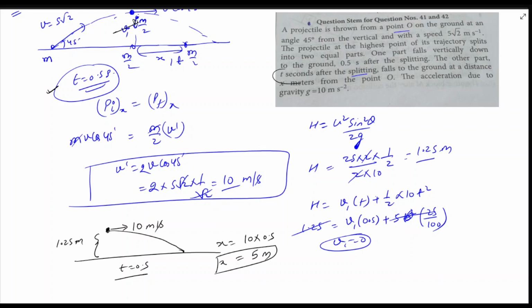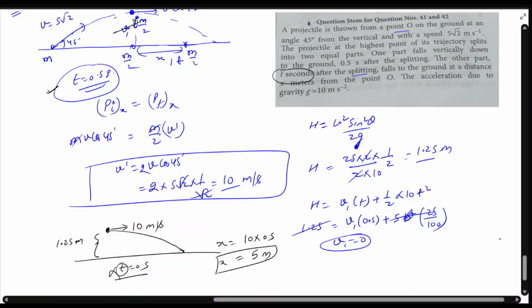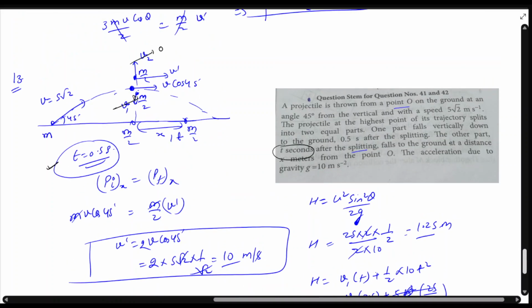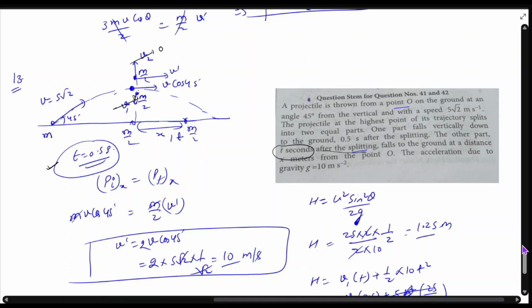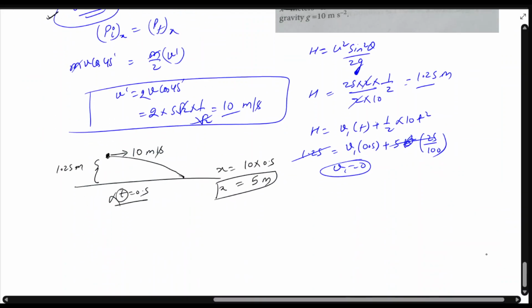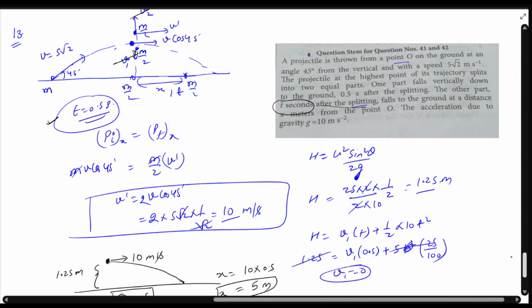So in this we also have to check t. So actually t will not be 0.5? Why? Look, read the question. The other part takes t second after the splitting to fall to the ground. So yes, t will be 0.5, after the splitting it is asking. Let's check x. It falls to the ground at a distance x meter from point O.